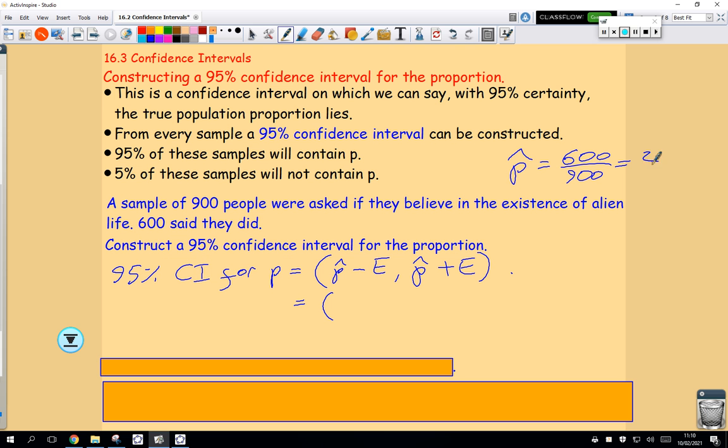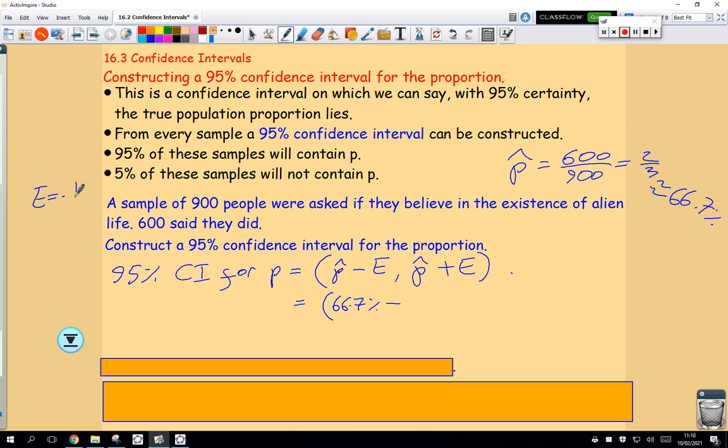Which reduces to 2/3, which is approximately equal to 66.7%. Let me write that as a percentage. So 66.7%, subtract the margin of error. The margin of error, what's the margin of error?